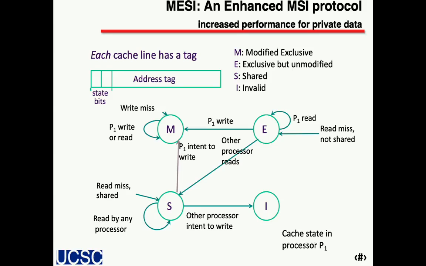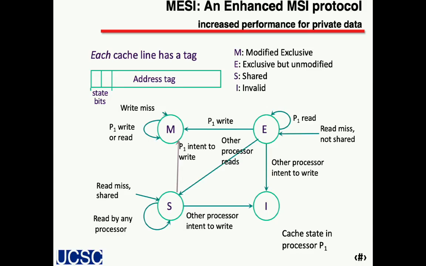So then someone else wants to write, you all are invalidated. If you're the one who wants to write, then of course you can go to the M state. So likewise, if you're in E state and someone else wants to write, you also need to be invalidated, just like before.